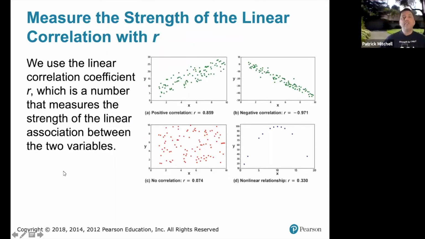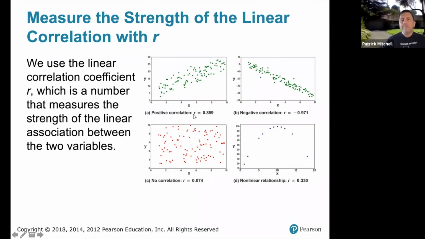All right, we use the linear correlation coefficient R, which is a number that measures the strength of the linear association between the two variables. So I'm happy to have this picture back because these numbers were underneath the pictures that we were just looking at, but I didn't talk about them at all. As you'll find out in a little bit, this value of R is always between -1 and 1. And the closer it is to -1 or 1, the stronger the linear relationship is.